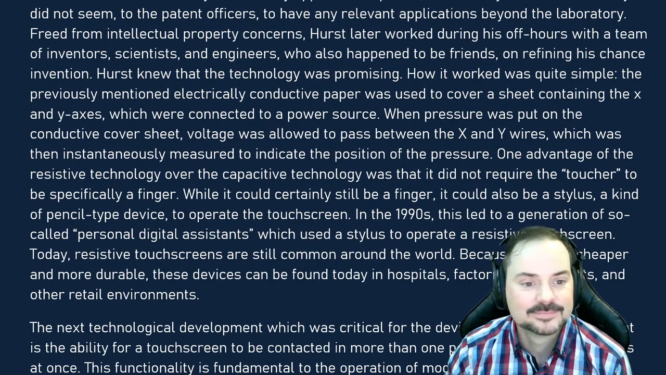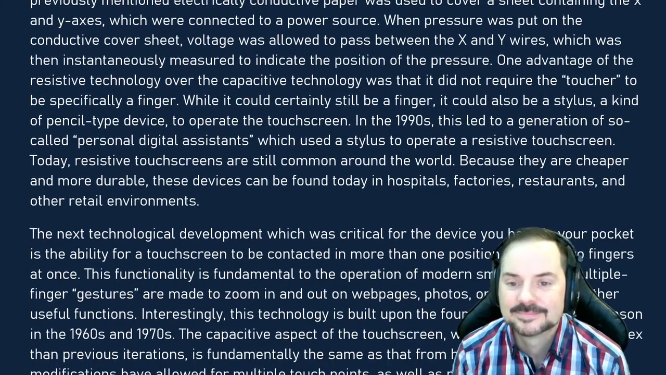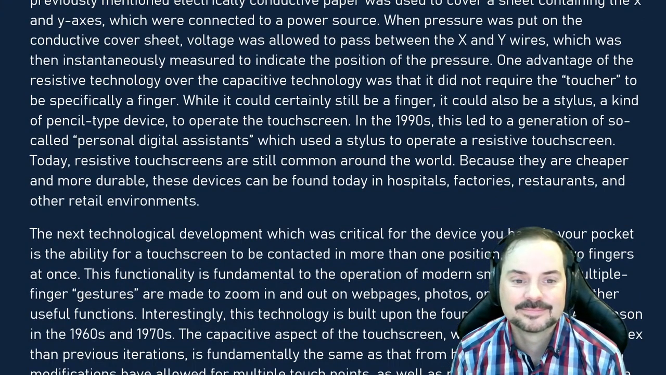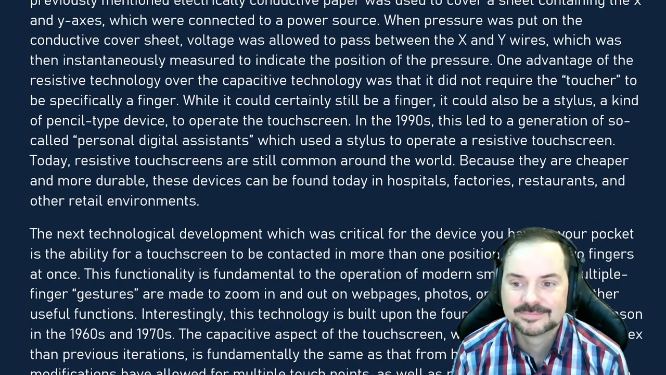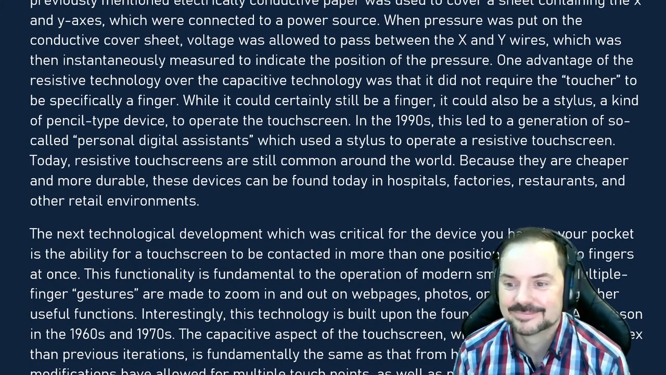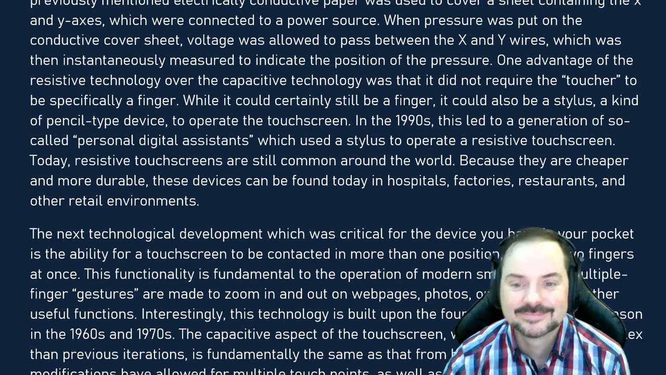When pressure was put on the conductive cover sheet, voltage was allowed to pass between the X and Y wires, which was then instantaneously measured to indicate the position of the pressure. One advantage of the resistive technology over the capacitive technology was that it did not require the toucher to be specifically a finger. While it could certainly still be a finger, it could also be a stylus, a kind of pencil-type device to operate the touchscreen. In the 1990s, this led to a generation of so-called personal digital assistants, which use a stylus to operate a resistive touchscreen. Today, resistive touchscreens are still common around the world because they are cheaper and more durable. These devices can be found today in hospitals, factories, restaurants, and other retail environments.